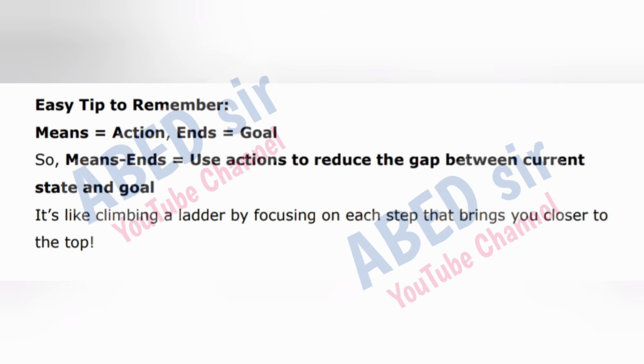Easy tip to remember. Means is equal to action, ends is equal to goal. So, means-ends is equal to use actions to reduce the gap between current state and goal. It's like climbing a ladder by focusing on each step that brings you closer to the top.